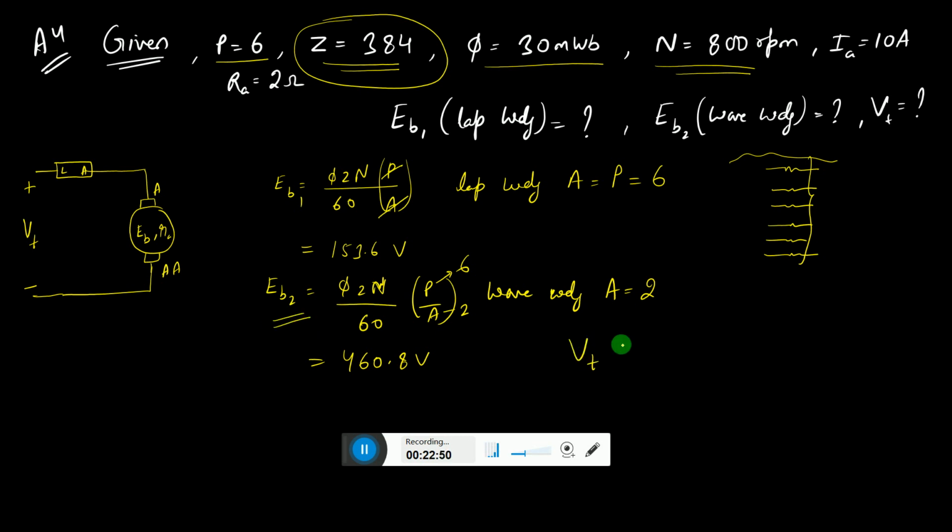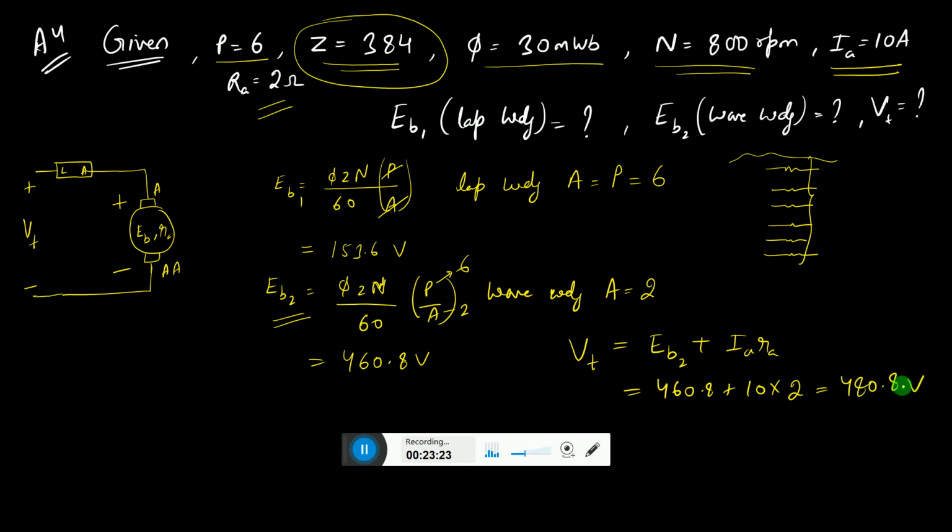So now the back EMF is given. We can also write the terminal voltage as Eb2 plus IaRa, because if we apply KVL, the terminal voltage is equal to the back EMF plus the drop over here. So that is 460.8 plus the current 10 ampere into Ra, which is 2. This comes out to be 480.8 volts.